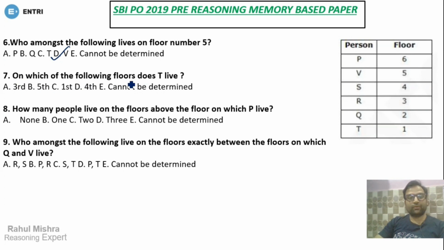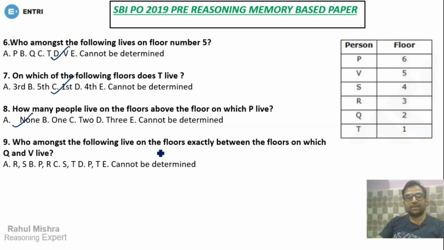On which of the following floors does T live? So T lives on the first floor. So option number C. Now question number 8. How many people live on the floor above the floor on which P lives? So above P there is no person living. So the correct answer is none. Option number A. Now question number 9.